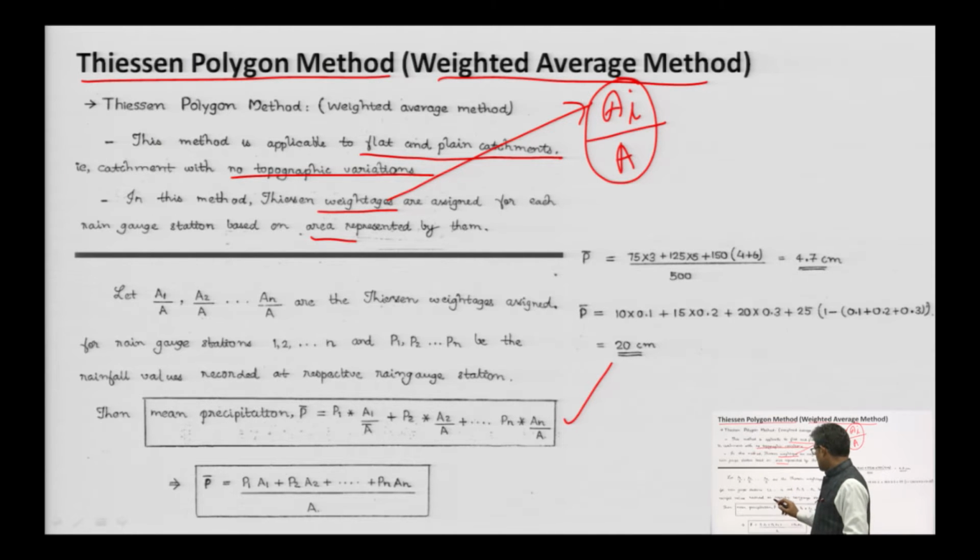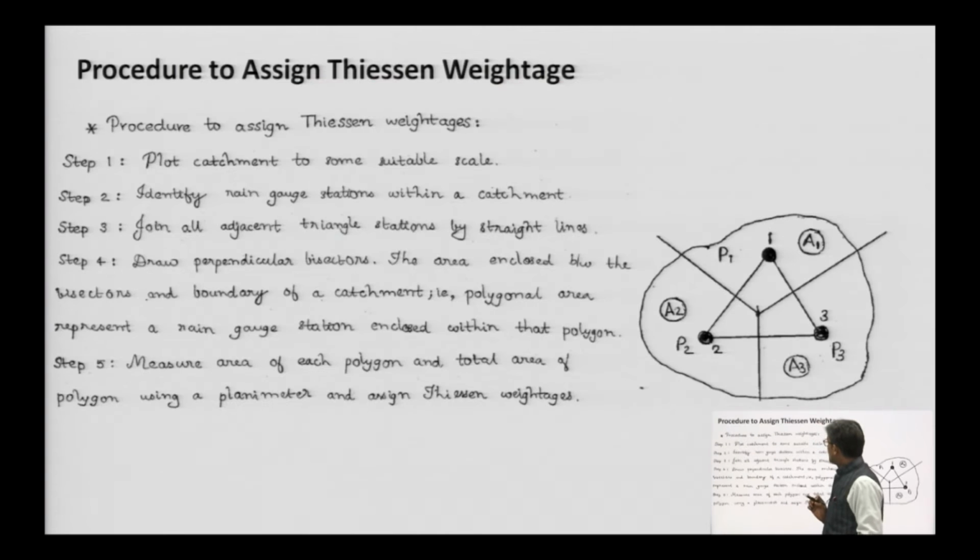So, P mean is P1 times A1 by the total area A. P1 is the rainfall intensity recorded at station number 1. Similarly, P2 is the rainfall intensity recorded at station number 2, and its weightage is A2 by A, and so on. Now, what is the procedure to assign the weightage?